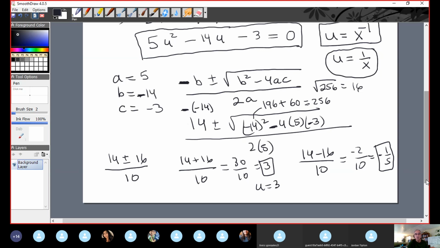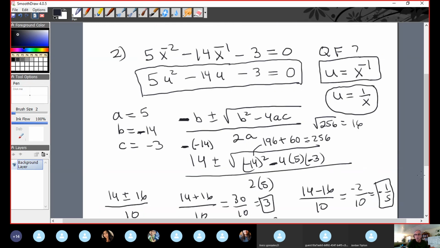Okay, so we get the solution for the u value at this moment. Now I need to find the x value. To find the x value is super easy. We almost finish, because the only thing you should do is substitution: this value 3 and negative 1/5 here. Let's do it.